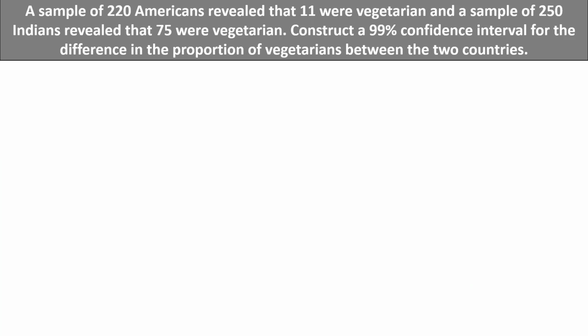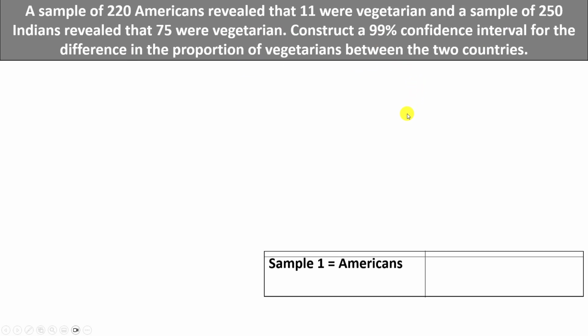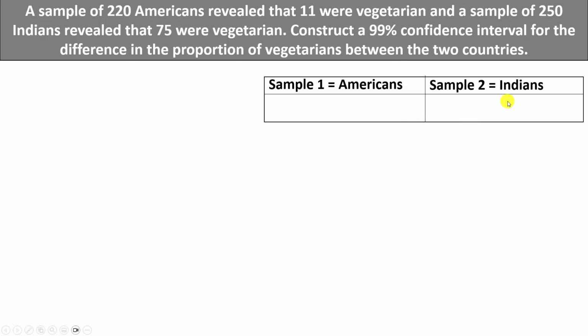A sample of 220 Americans revealed that 11 were vegetarian, and a sample of 250 Indians, that is, people who live in India, revealed that 75 were vegetarian. Construct a 99% confidence interval for the difference in the proportion of vegetarians between the 2 countries. Sample number 1 represents the Americans, and sample number 2 represents the Indians. From sample number 1, we had a sample size of 220 and a number of successes of 11. We had 11 vegetarians. From sample number 2, we had an n2, or sample size number 2, of 250 and a number of successes, or x2, of 75, 75 vegetarians.